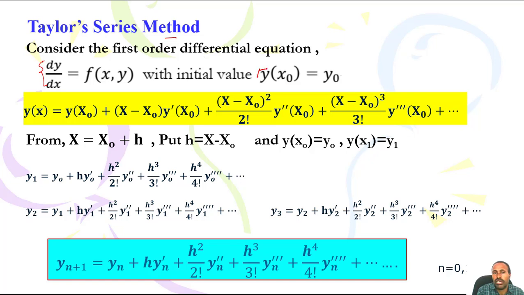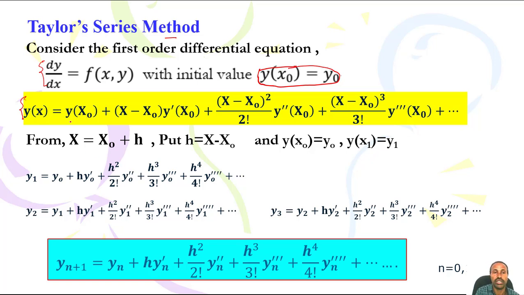Then we will calculate the next equations. So this is the general equation, which is y of x is equal to y of x naught, which is y naught, plus (x minus x naught) y prime of x naught, plus (x minus x naught) square over 2 factorial, second derivative of y naught, etc. I think we already calculated this in the previous topic.